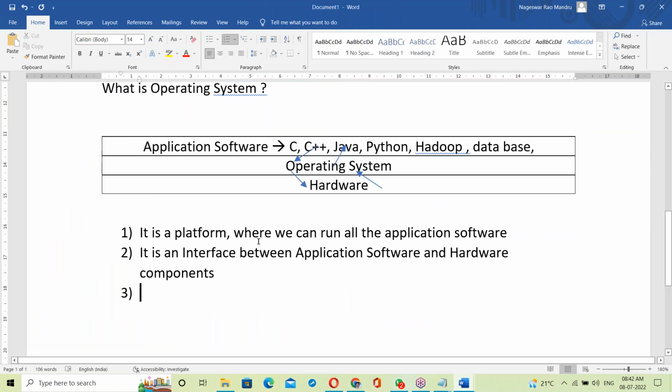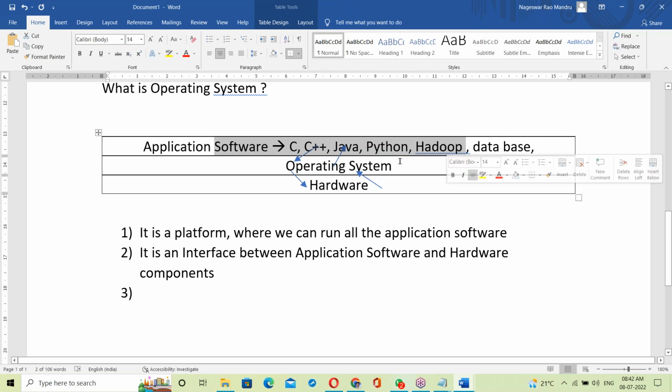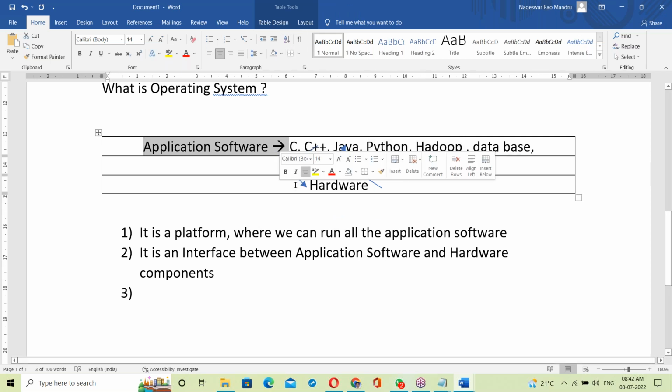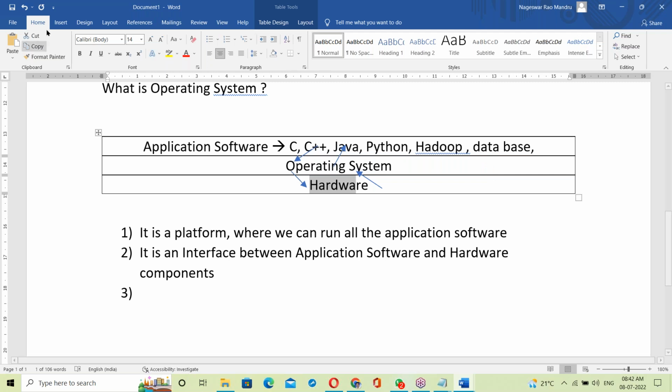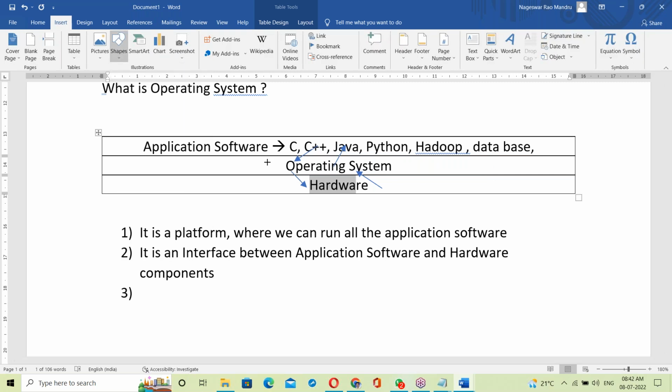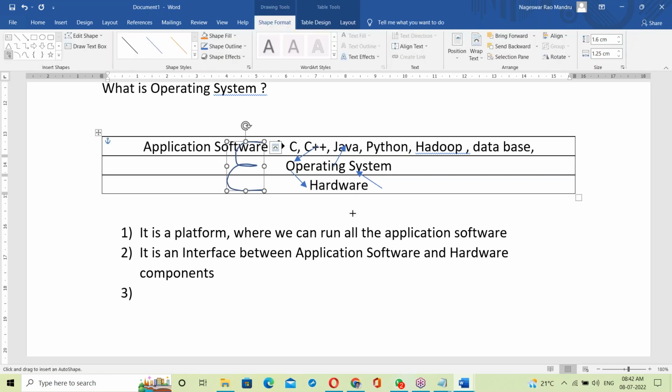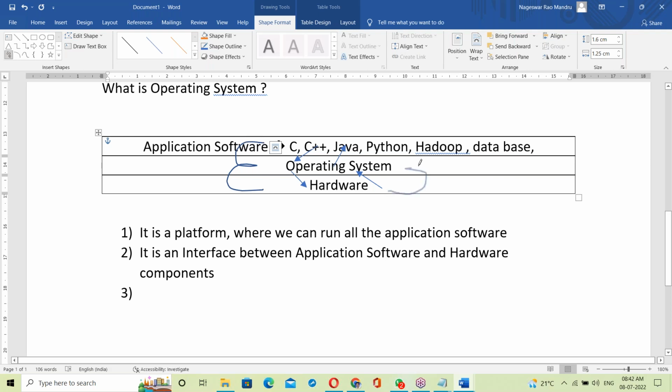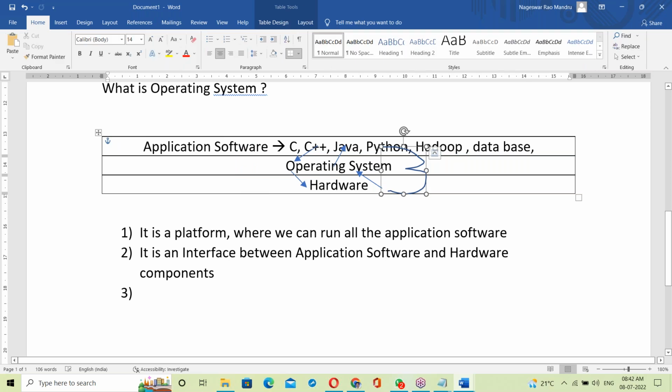So what does OS mean? It's a platform, and on top of it everything is running. Not only a platform, it acts as an interface between application software and hardware components. Application software data is delivered to the OS and then transported to the output device. Suppose reading from the keyboard: keyboard data first goes to the OS and then to these programs. So it is acting like an interface. That's it.